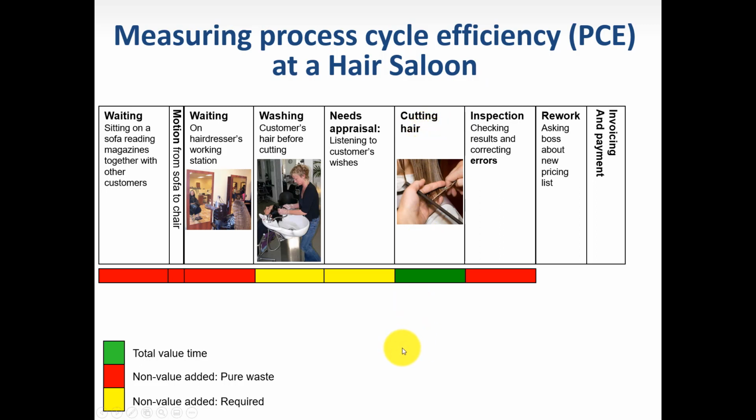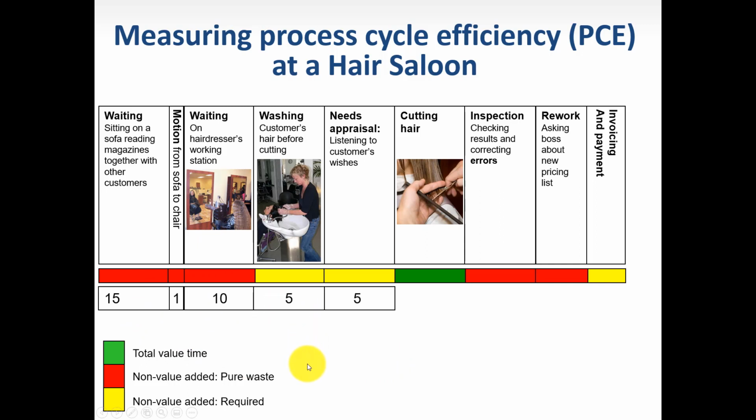Then you get an inspection, rework, and invoicing and payment, which is an administrative task you cannot eliminate because you have to pay. So imagine that you go there with a clock and then you start timing. And maybe this represents in minutes the time in which every single activity is being performed. So 5 minutes washing, 5 minutes needs appraisal, 15 minutes for the haircut, inspection, rework, and invoicing and payment, just 1 minute. Okay? Now you notice something here already, that all the timings are arranged here except for this one.